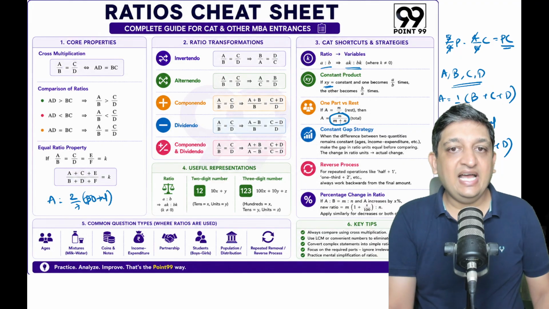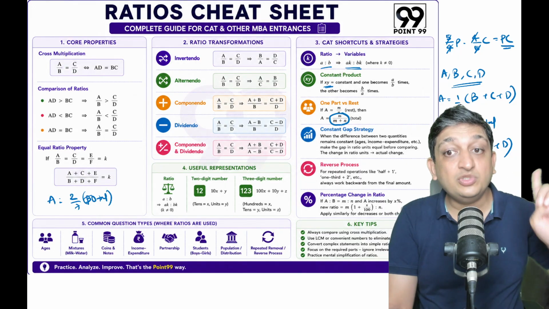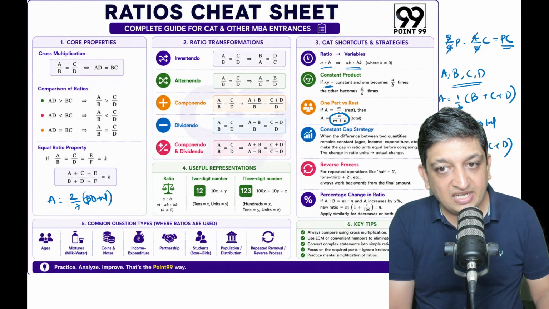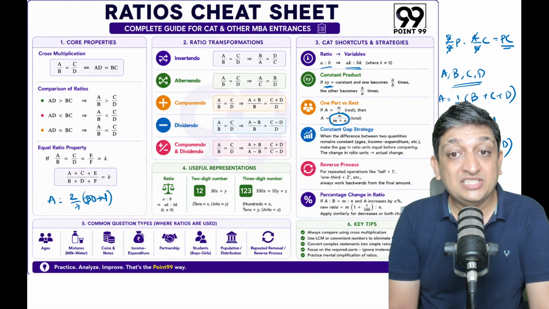So remember this as M upon M plus N. It has to be 2/7 of the total, not 2/6 of the total. So it will not work like that. So make sure that you understand this distinction clearly. Constant gap strategy is very important.